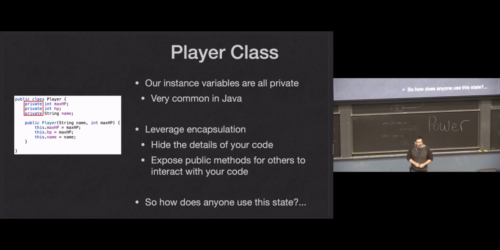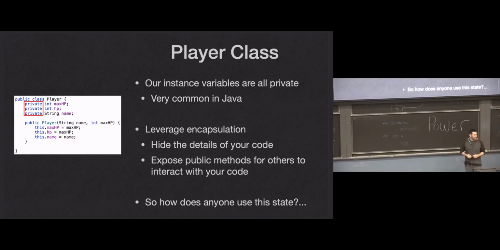Any code outside of this player class, so outside of the braces that define this player class, cannot access these three variables. Cannot read them, cannot reassign their values, can't do anything. It's like they don't even exist to the outside world. This is something we call encapsulation. We want to hide the details of how we're storing this data and then let other people access our data and modify our data through method calls.